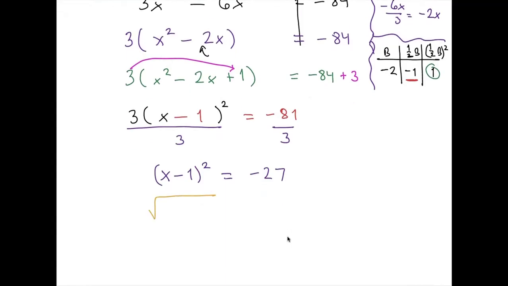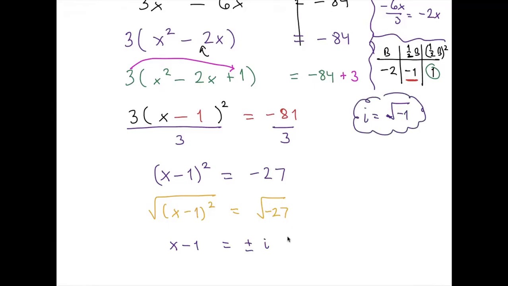So we're going to square root x minus 1 squared, and we're going to square root -27. So the left side is going to be x minus 1, because we square rooted that, equals plus or minus. And then we notice that we have a negative inside the square root. So automatically we're going to write the i, because remember that i equals the square root of -1. Don't forget that. i equals the square root of -1.